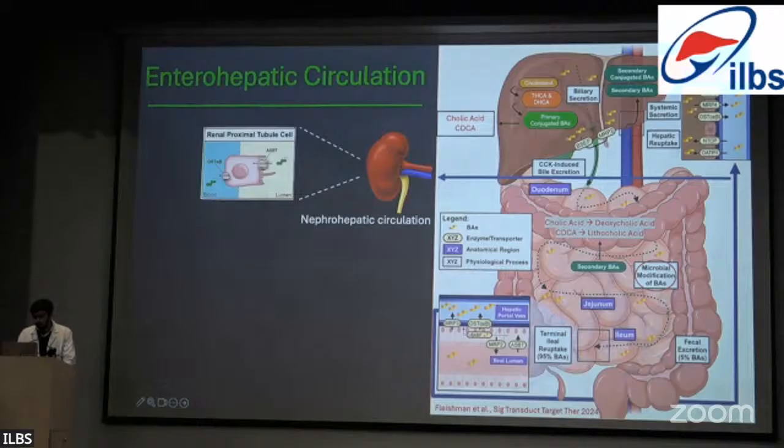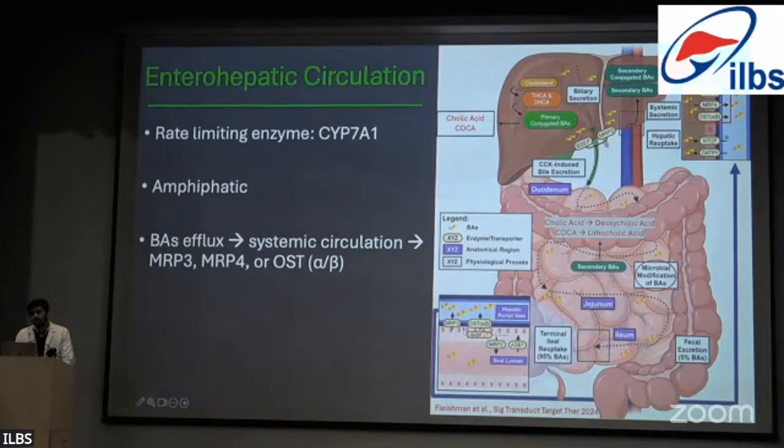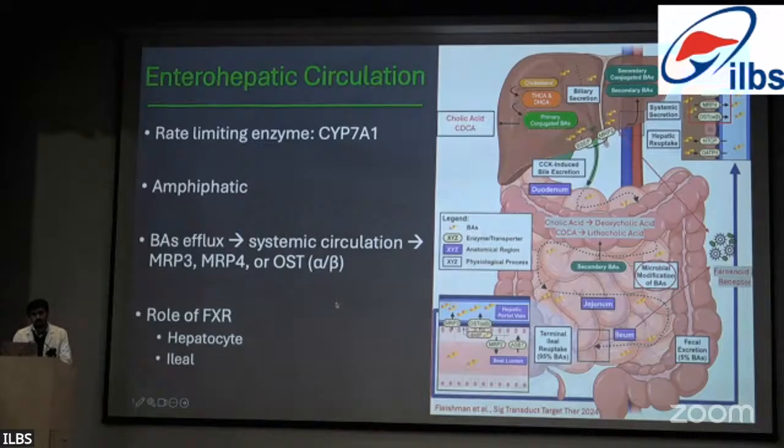cholemic nephropathy. In cases where the bile acid load is very high, the bile acids are secreted from the liver into the blood via MRP3, MRP4, and OST alpha beta, which leads to systemic complications. There is also the FXR receptor, which is a nuclear receptor. These FXR receptors are present predominantly in two places, the hepatocyte and the ileal enterocytes.